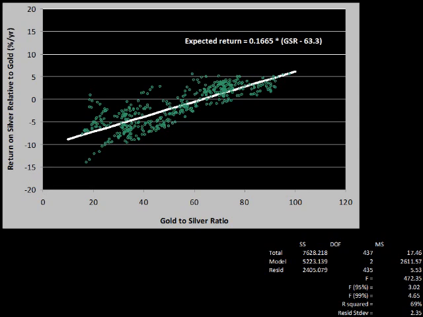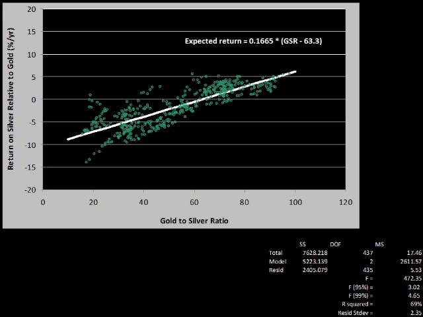Some summary statistics run on my regression model give an R-squared value of 69%, meaning that 69% of the variability in silver returns could be explained simply through the gold to silver ratio. The other 31% of the variability of returns relative to gold was due to other factors. The F statistic was 472, while the value that would be required for 99% statistical significance was 4.65, given the number of degrees of freedom available, of course. In other words, the model was highly statistically significant.